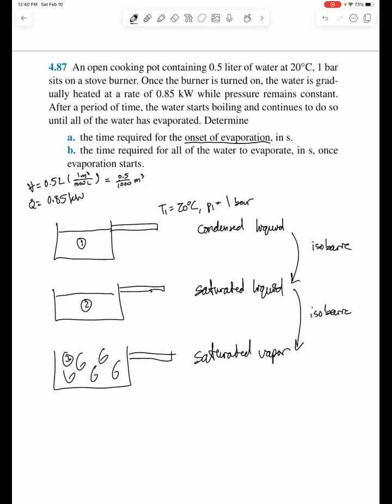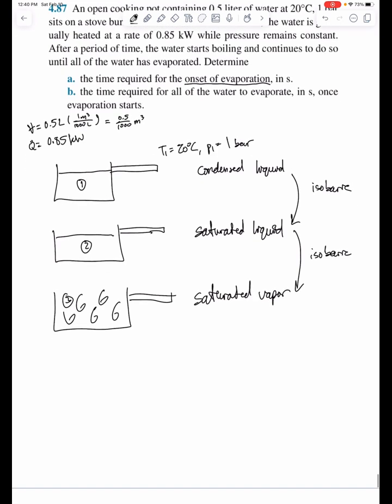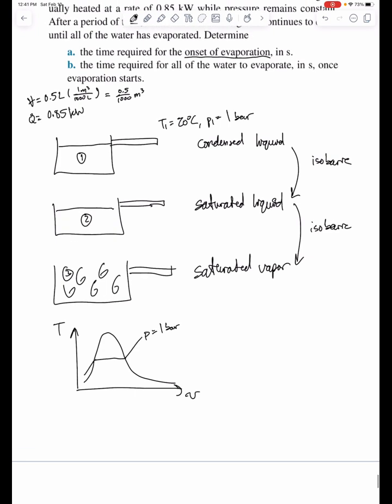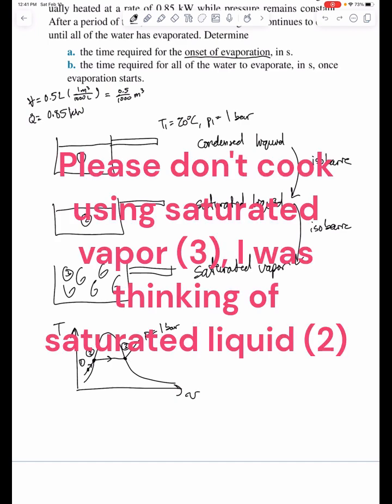Anyways, back to what I was saying. We know everything's isobaric, so if I were to draw my steam curve based on temperature and specific volume, I'm going to let this be the 1 bar constant line. State 1 starts as condensed liquid, so somewhere down here. It then turns to saturated liquid, and then it goes all the way to being saturated vapor. And then here, that's when you can cook your pasta, is what my parents told me.